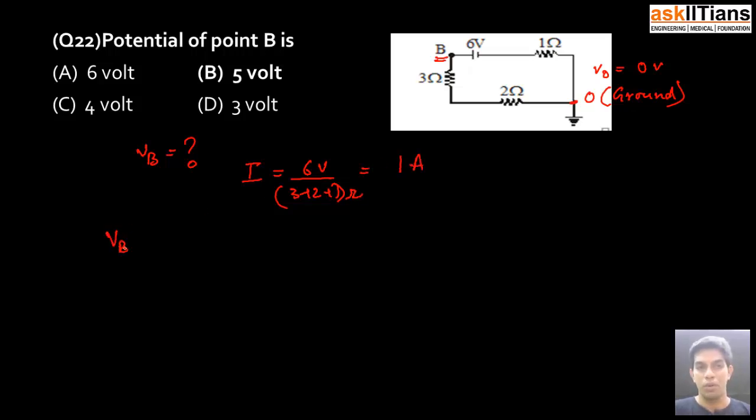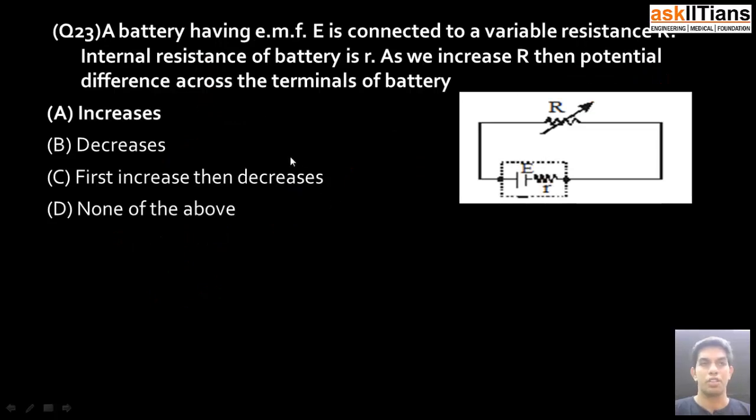So VBO, that is potential difference between point B and O, is equal to current in the circuit, 1, multiplied by the net resistance across point B and O, that is 5. So I have 5 volt. We know that potential of point O is 0. So with this, I can say that potential at point B is 5 volt. Hence, B is the correct answer. So moving on. Next question.